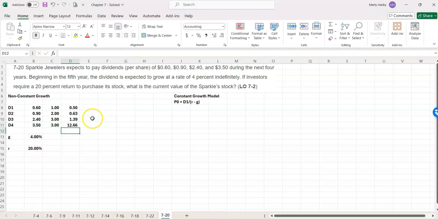Let me see if all right. Now I just go over here and get a sum. It's going to add everything up in there, and I get $15.17 as the current value of Sparkle stock.